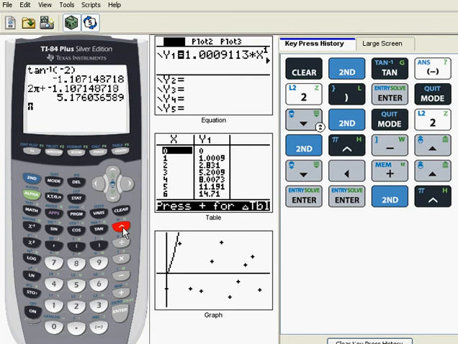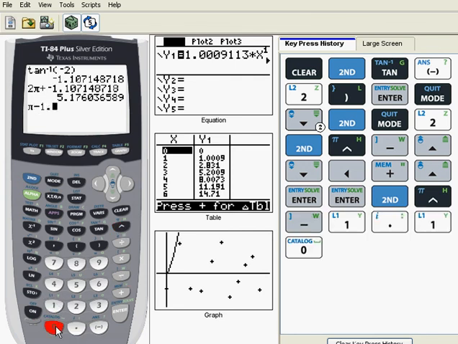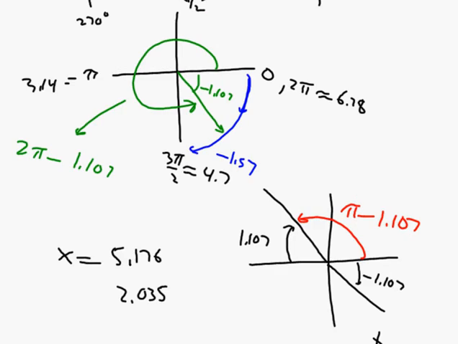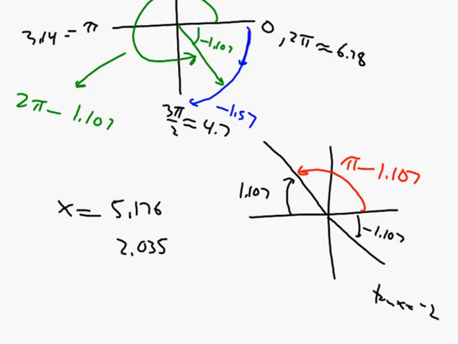Pi minus 1.107 gives us 2.035. It looks like 2.035. Well, now the question is where to finish the problem. You actually have 4 answers. You have those 2, and then the others that you had, which was pi over 4, and then also 5 pi over 4. Which, if you wanted to, you could write those as decimals.